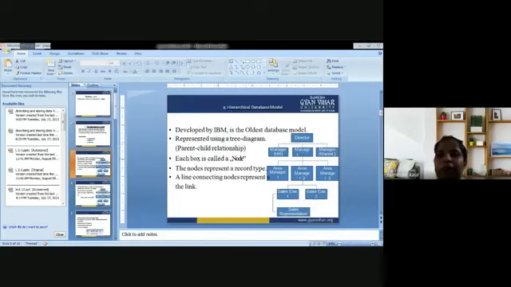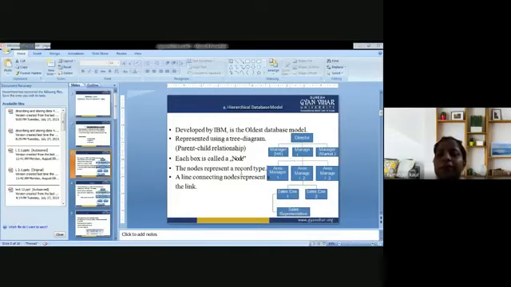There is a parent-child relationship. Each box is called a node. So this director is called a node. This is called a node, manager. Now what are these? These are the lines. This is showing the flow of the data, how data could flow between various entities, or various nodes, in the tree.